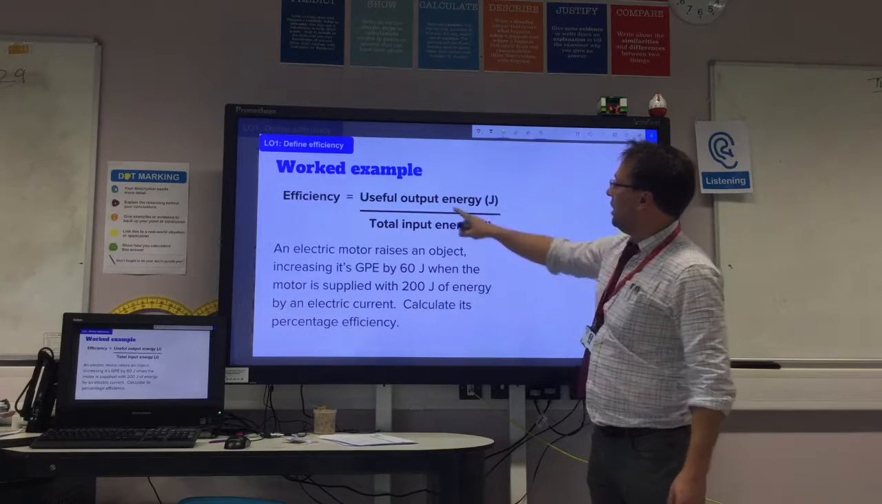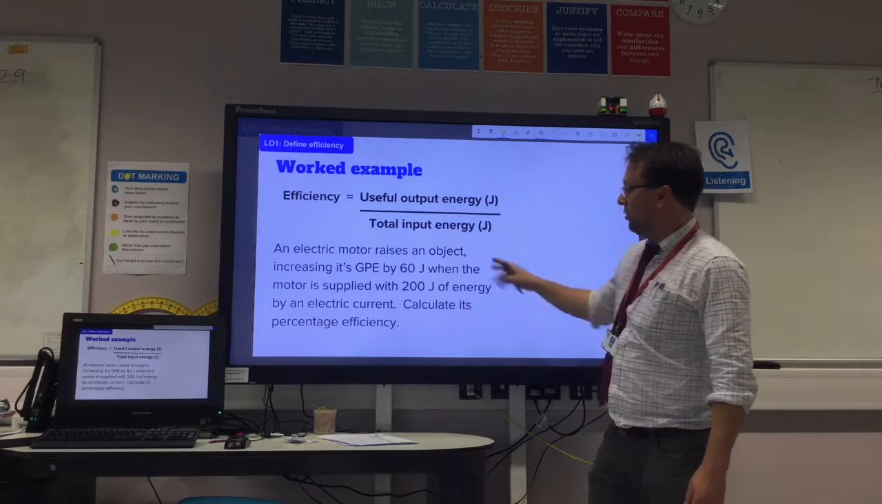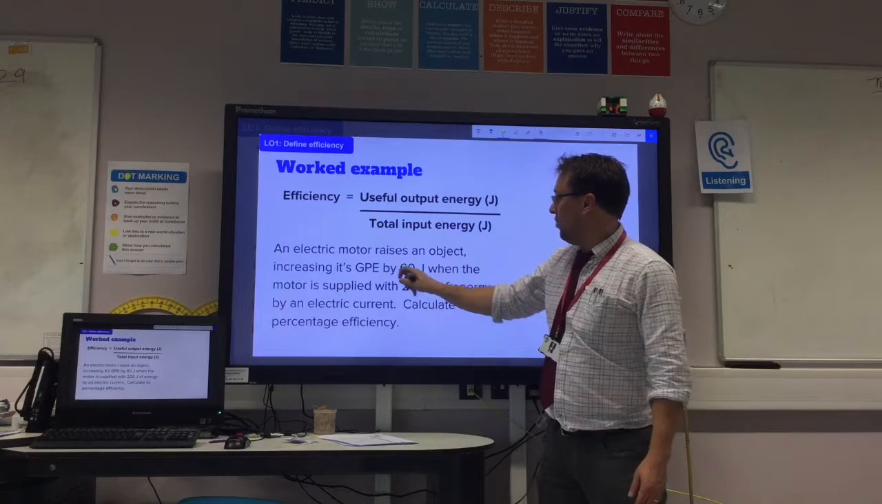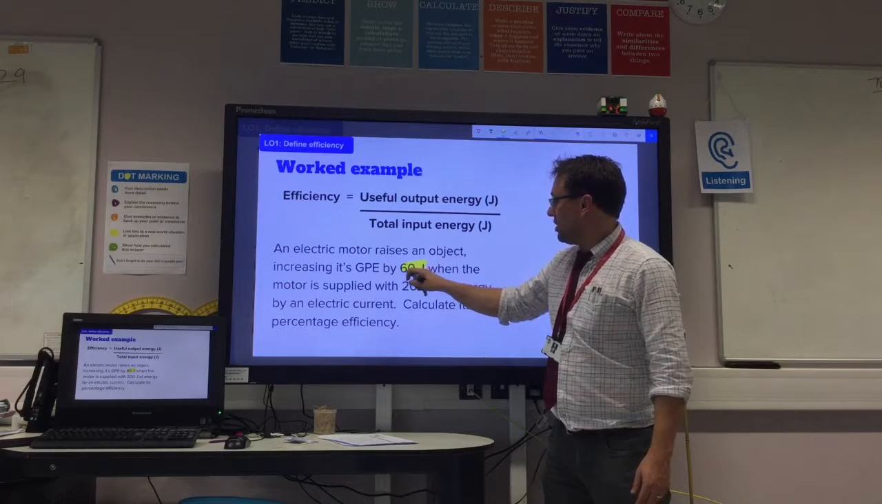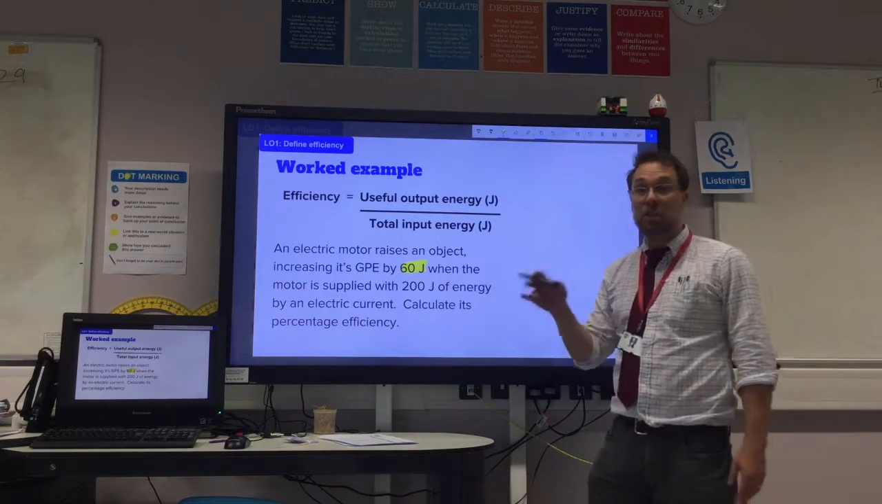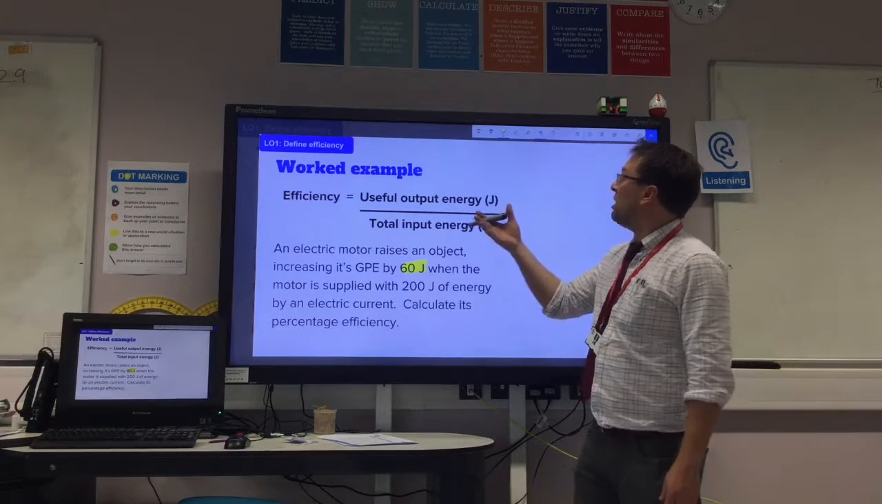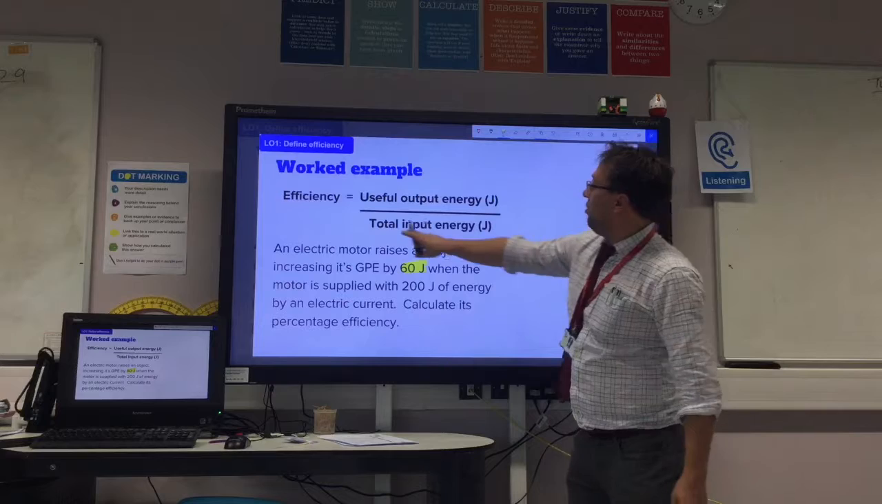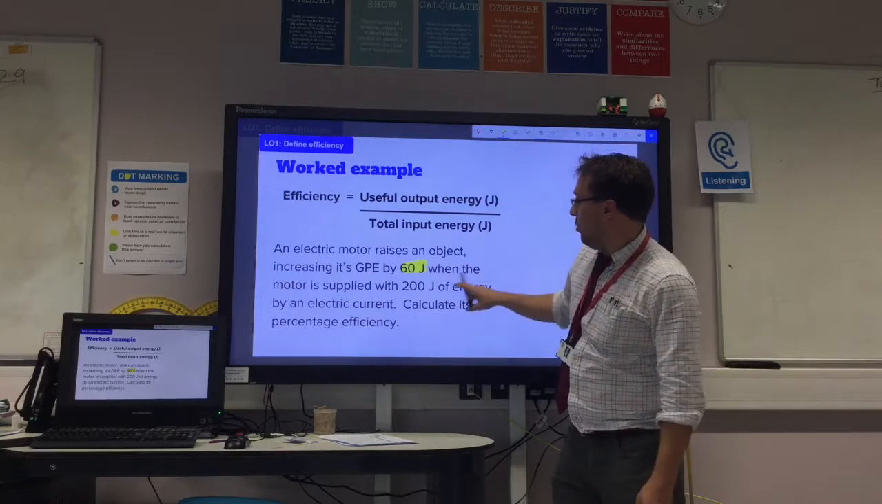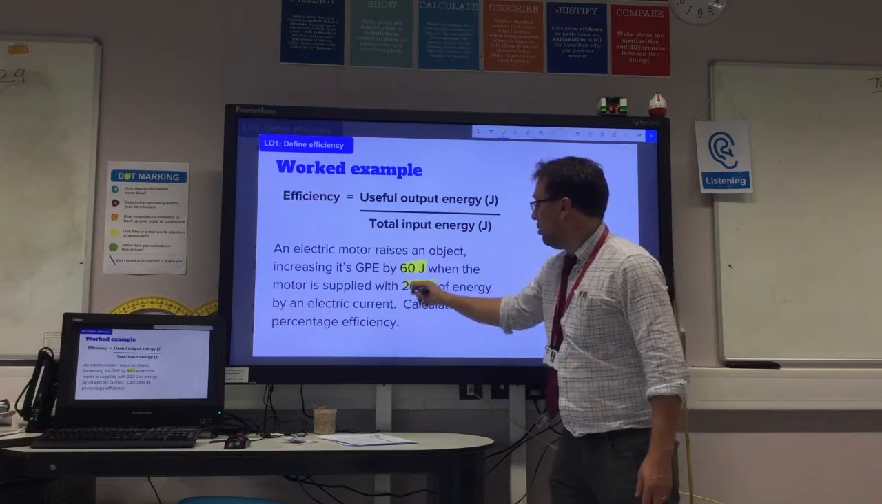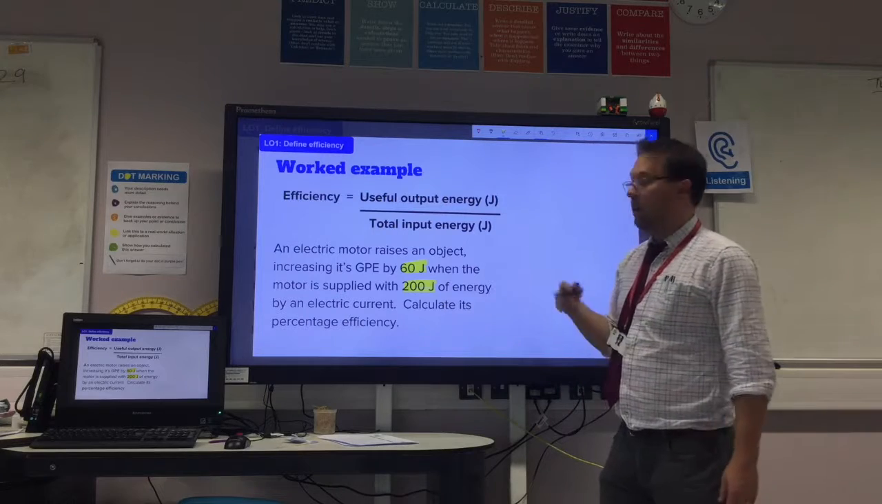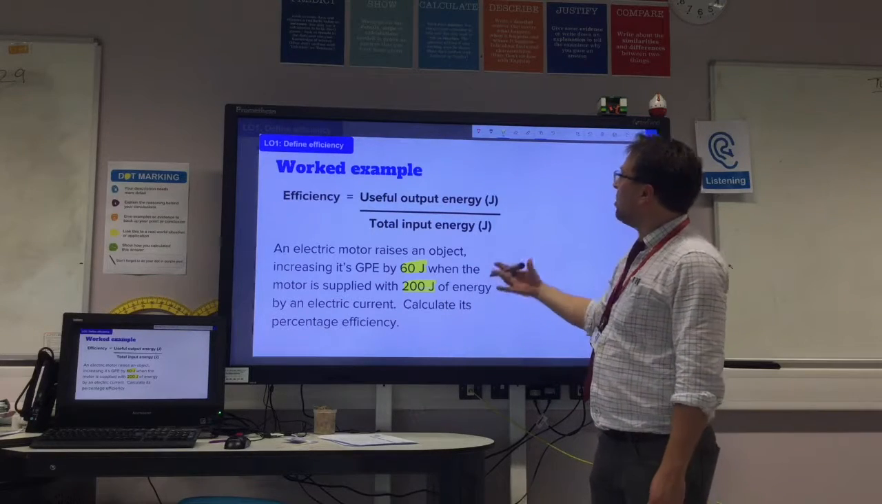So the first thing I'm going to find is the useful output energy. If I read through the question, I can see that the useful output energy in this case is the 60 joules of gravitational potential energy that the object has gained as it's been raised up. I also need to find my total input energy, and I can see here when the motor is supplied with 200 joules of energy by the electric current. So I found my two values.